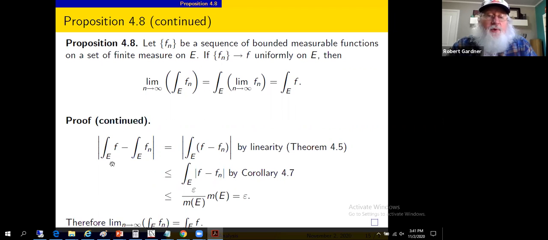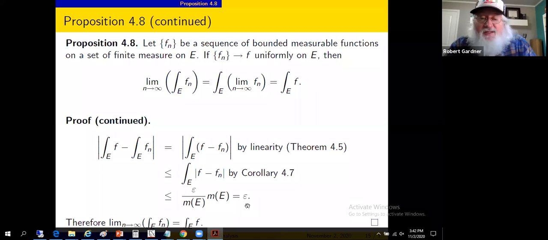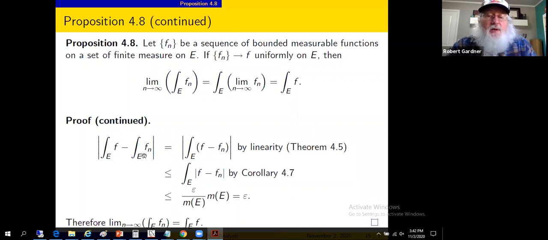So if we look at the integral over E of f minus the integral over E of f sub n, we get the following. We're trying to make that less than epsilon. The difference of the integrals is the integral of the difference. That's linearity. Corollary 4.7 allowed us to take the absolute value on the outside and move it to the inside.